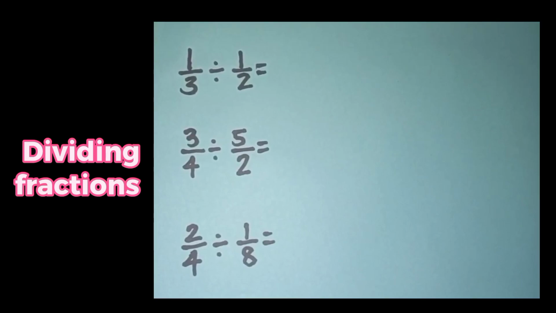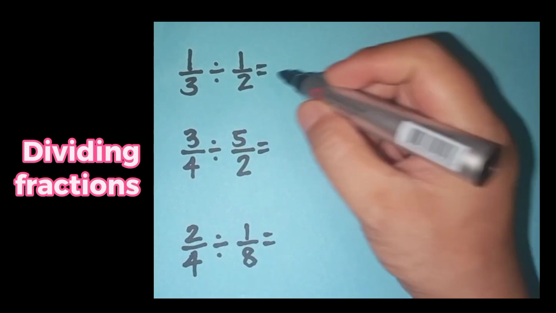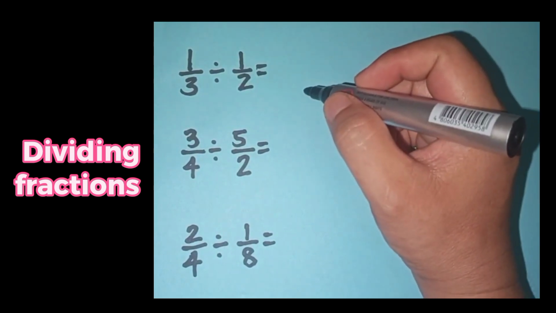We have to divide fractions. In dividing fractions, the rule is we have to multiply the first fraction by the reciprocal of our divisor, or second fraction. Okay, so number one, we have 1/3 divided by 1/2.